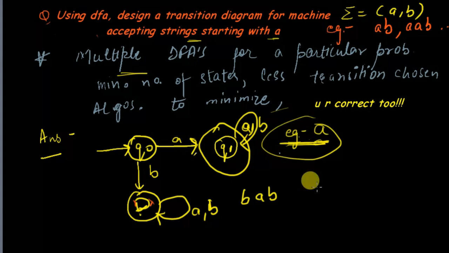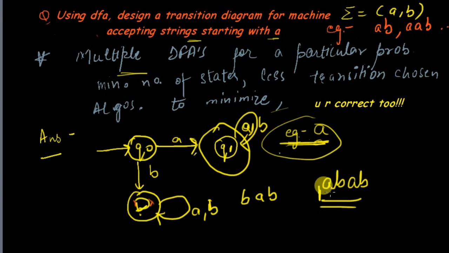Let's check with an example like string ABAB. My string starts from here. I am on the state Q0. I get the input as A, I come here. Then I get the input as B, I am back on this state. Then I get A, I'm back on this state, and B, back on this state. So at last I am on a final state. So my string will be accepted.